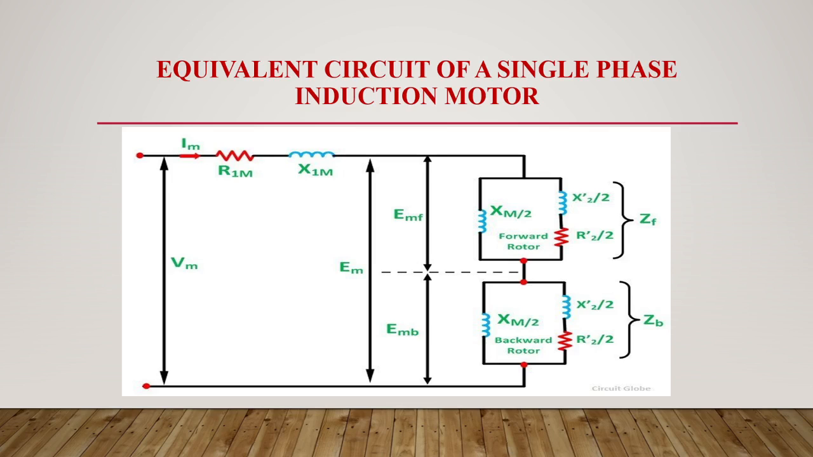Forward rotor and backward rotor, both we are drawing here, ZF and ZB, forward impedance and backward impedance. And resistances and reactances will be R2 dash by 2, X2 dash by 2, and XM by 2, XM by 2 here, and EMF plus EMB is EM.